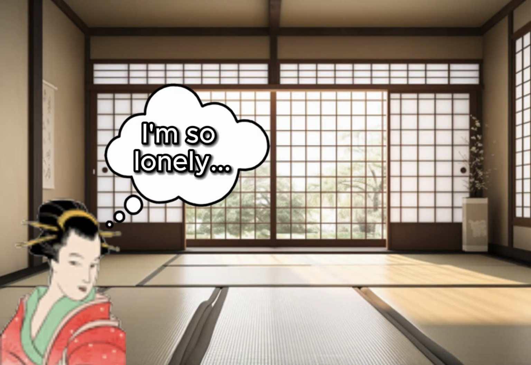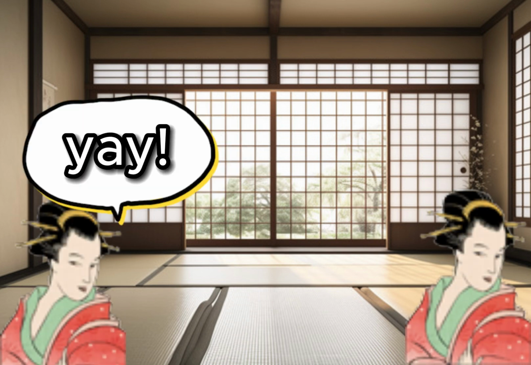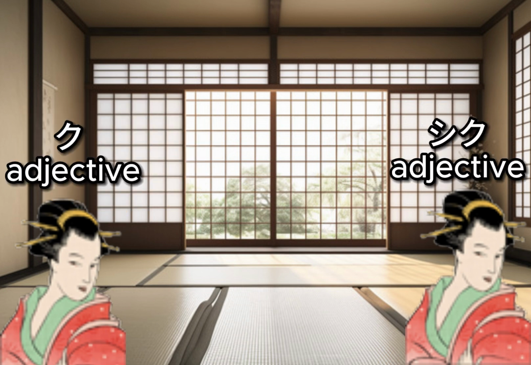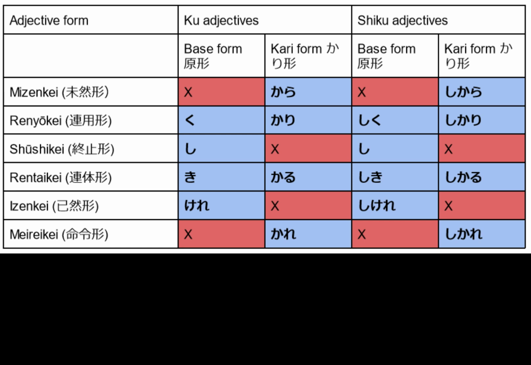So, we nowadays have just the singular e adjective, but in classical Japanese, e adjectives, keiyoshi, was split into two types of adjectives, ku and shiku adjectives. Despite having two different names, these two types of adjectives are incredibly similar. I'm going to put up a table showing the conjugations of these two adjectives. Please ignore where it says base form and carry form for now. I'll explain that in a bit.